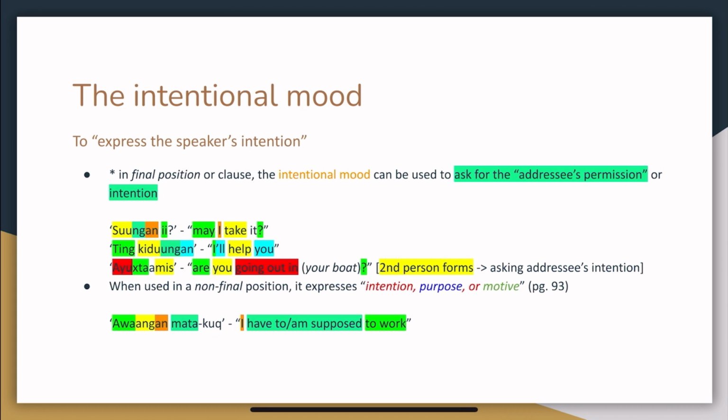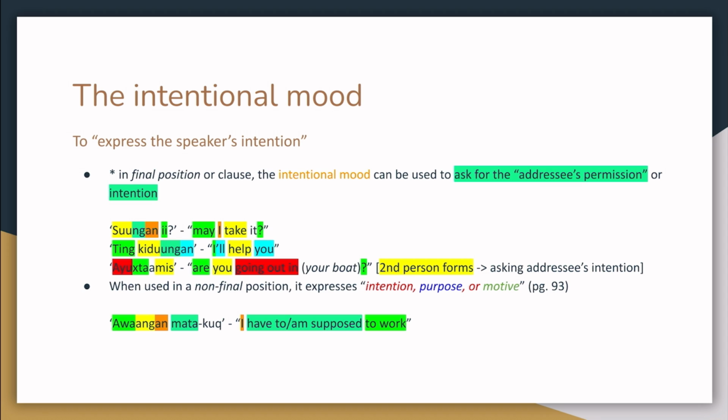And then the intentional mood, so this, as it says, marks intention. Usually this is used whenever the speaker has declared that they're going to do something. They've decided they have the intention to do something. So that's what it's used for mainly. And whenever it's used in the final position of a clause, it can be used to ask for the permission or the intention of the person you're addressing.